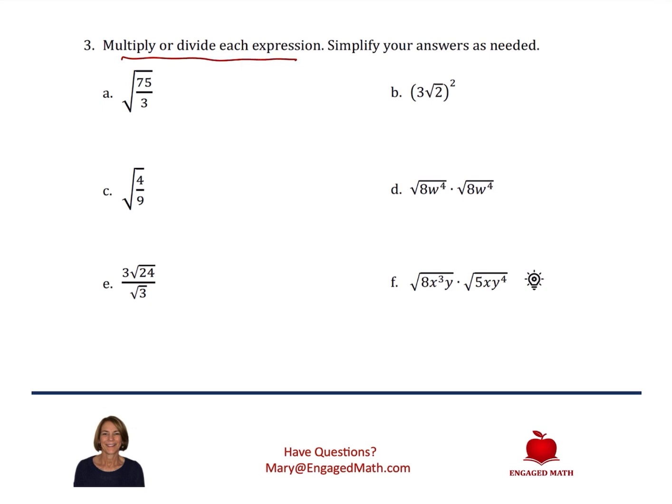Now we are looking at multiplying or dividing expressions that have radicals. In this case, because the entire fraction, 75 thirds, is in the radical, we can just divide that. 75 divided by 3 is simply 25. And we know the square root of 25 is 5, so we have really simplified that pretty quickly.